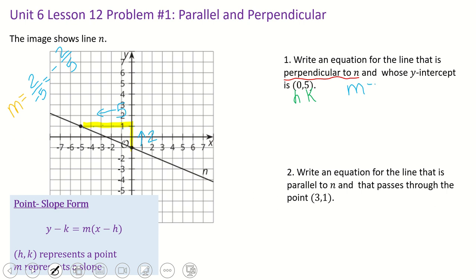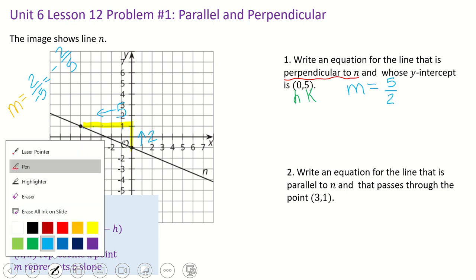Well, when a slope is perpendicular to n, remember we said two things have to happen. The first thing is it has to be the opposite. So instead of being negative 2/5, it has to be a positive number. The second thing is it has to be the reciprocal. So instead of being 2/5, it needs to be 5/2. Okay, so we know our slope for this one.